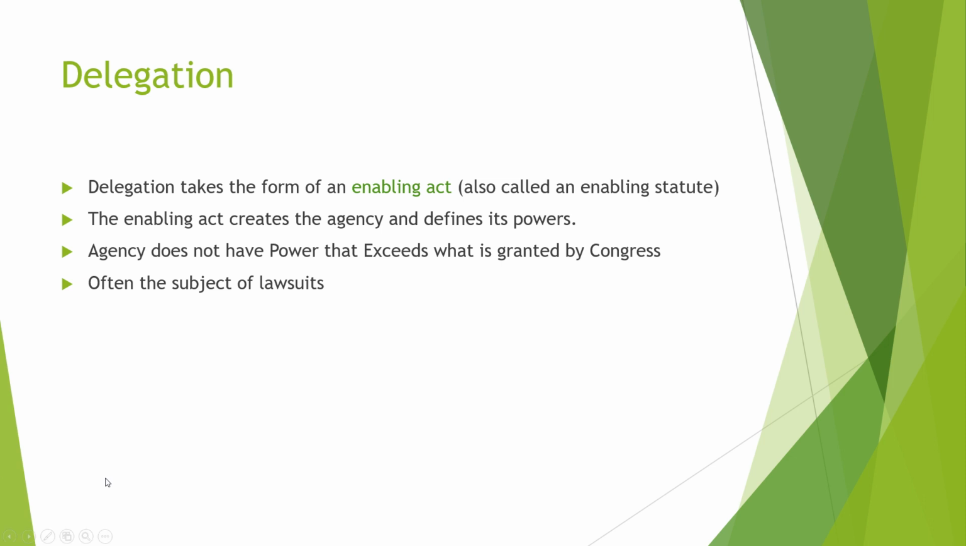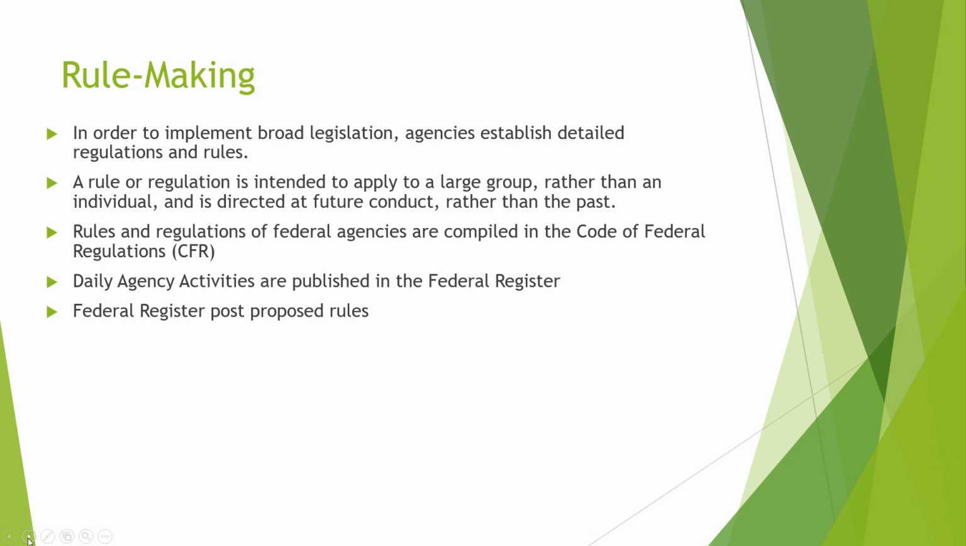So that's like a lot of times you get a lawsuit that they exceeded the power under the Enabling Act. Sometimes, or they didn't follow the process of the Enabling Act, right? Be it the Administrative Procedure Act, the Clean Air Act, Clean Water Act, whatever, the NEPA, National Environmental Policy Act, all of that. So they get their authority, they get their power, and one of the things that they can do, right? We just talked about this, is making rules and regs. So to implement this broad legislation, agencies establish detailed regs and rules.